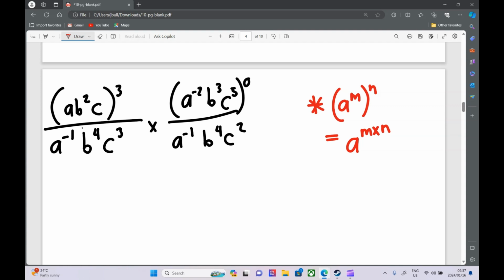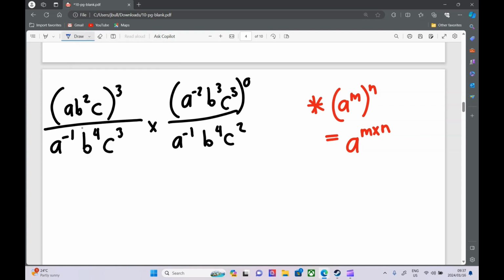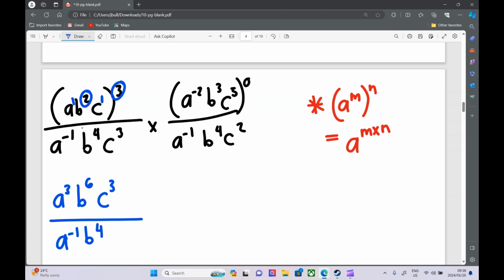Okay, so for this first bracket here, I'm going to multiply all of the exponents in here by 3, which means I'm going to have a, so here's a 1, so 1 times 3 is 3. B had a 2, so 2 times 3 is going to be 6. So I'm just going 2 times 3. And then C was a 1, so 1 times 3 is going to be 3. The bottom I'm going to keep the same for now, so minus 1, b to the 4, c to the 3.